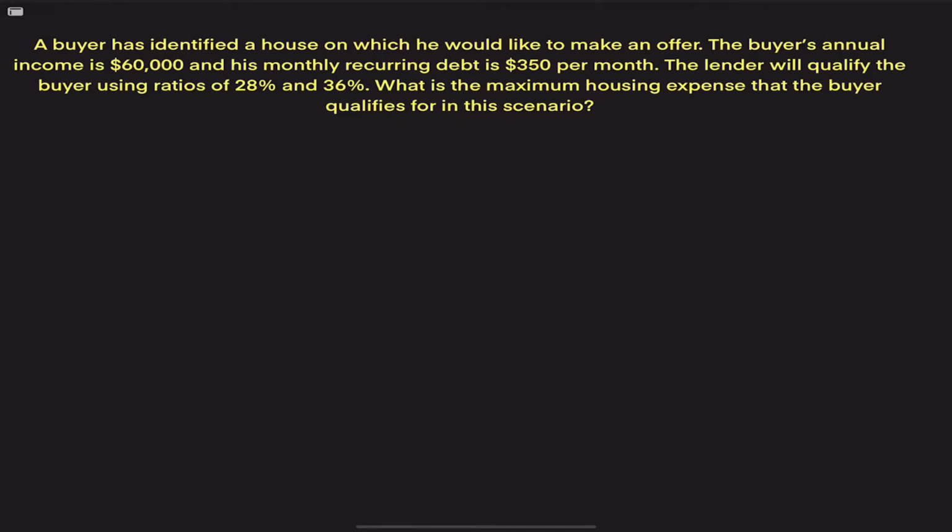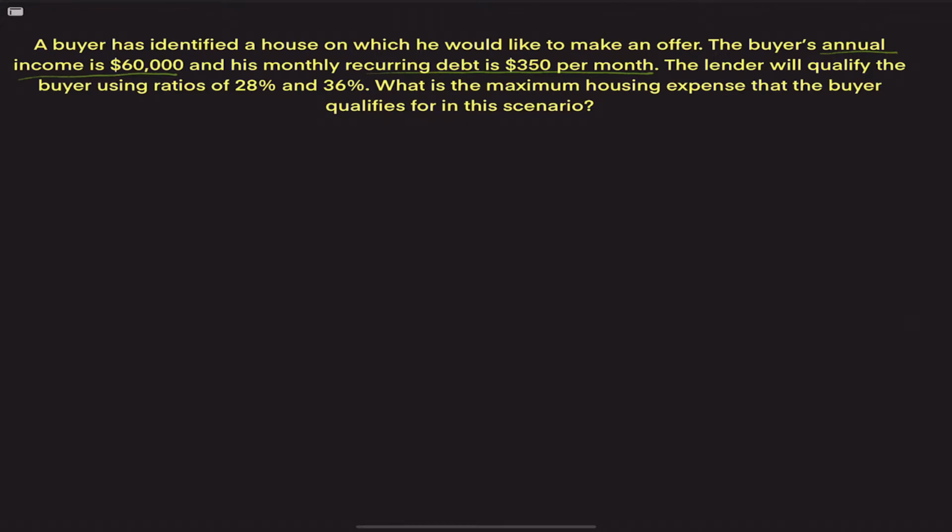Now, I know this sounds redundant, but I still recommend that if you have the capability of doing it on the exam, you underline the important parts. So as I go back through this problem, they would like to make an offer on a house. Their annual income is $60,000. His monthly recurring debt, now what they're talking about here is recurring debt other than his housing expense. So for example, his car payments, his student loan debt, that type of thing.